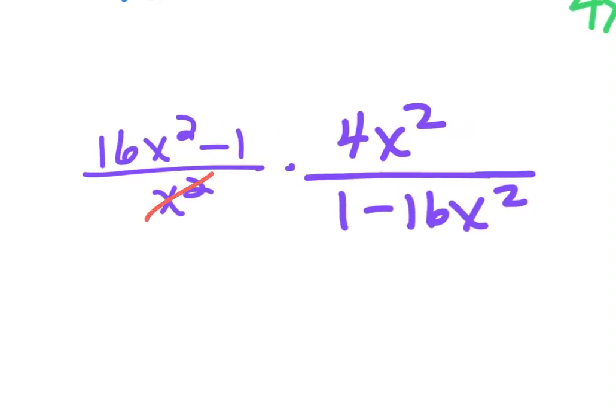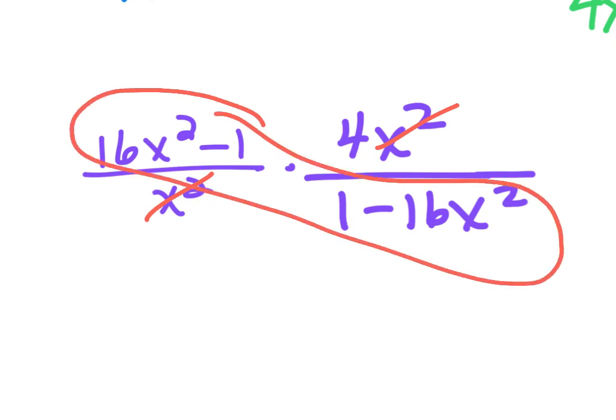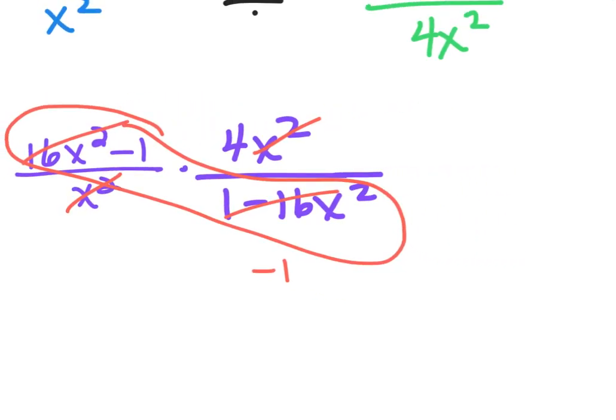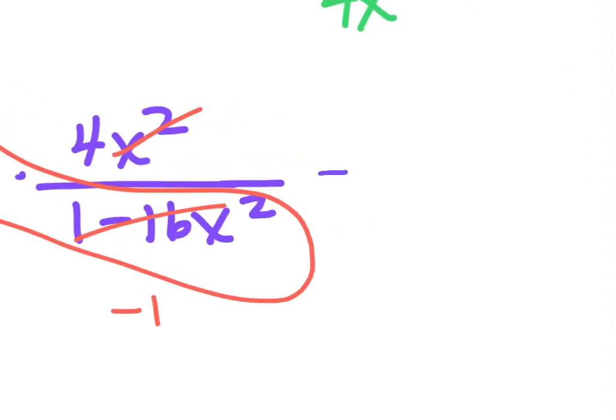And now the x squared here cancels with the x squared here. These, when you cancel them, leave a negative 1 because it's that subtraction written forward and backwards. And so I've got the 4 on the top and the negative 1 from the subtraction that I canceled. And so that whole entire fraction just equals negative 4.